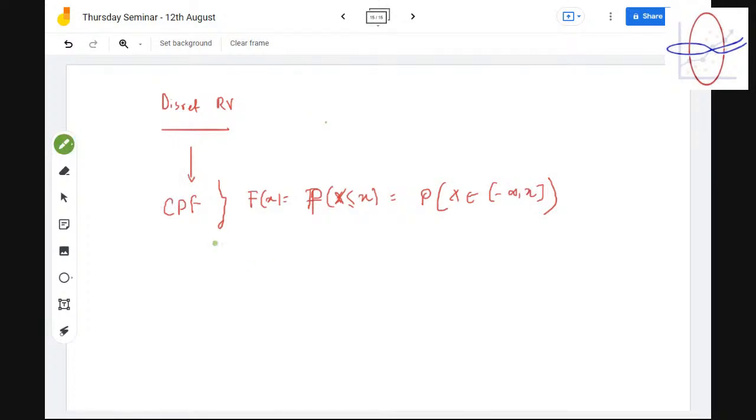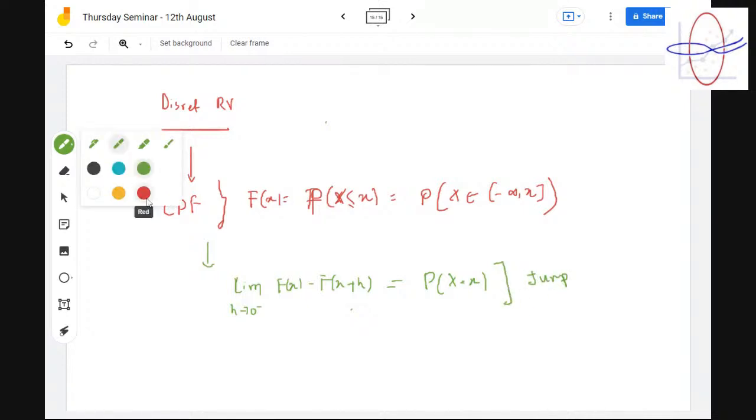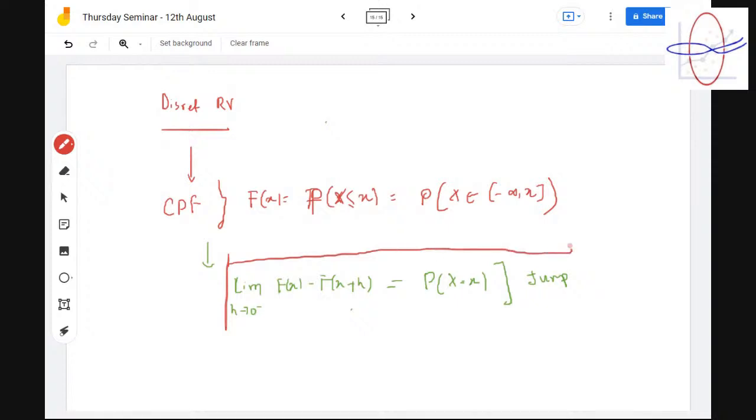Now we have done this property that F_X is right continuous, we know that. But why is it not left continuous? Because the limit as h tends to 0 from the left, F of x minus F of x minus h, is actually equal to the probability that X is equal to x. This is a jump. Since for a discrete random variable this is not equal to 0, that's why there is a jump for discrete random variables.